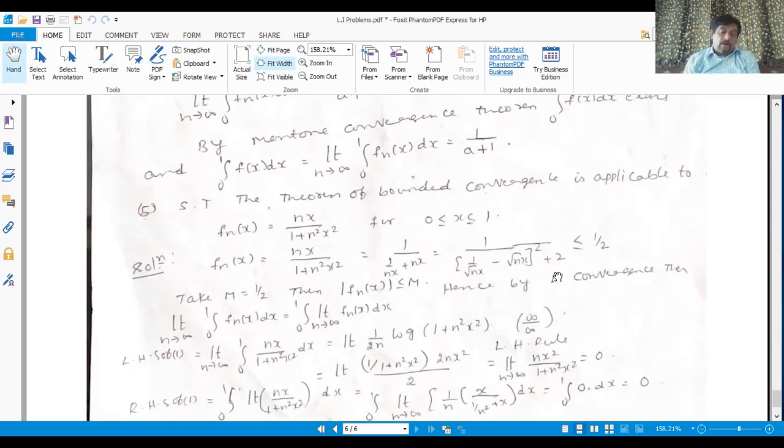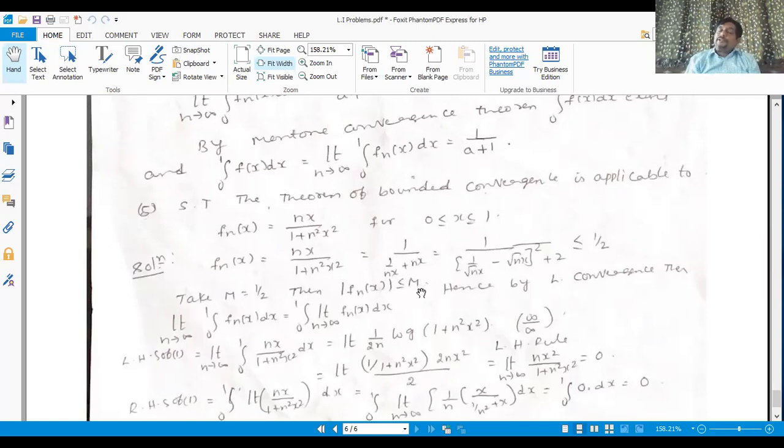That is the formula. You are aware of that, you have studied it in your high school itself. Using this concept here, we can write 1 by nx plus nx as 1 by (root nx minus root nx) whole square plus 2. Here, definitely this must be bounded by less than or equal to 1 by 2. Means here we take m is equal to half, then this given function mod fnx is bounded by less than or equal to m.